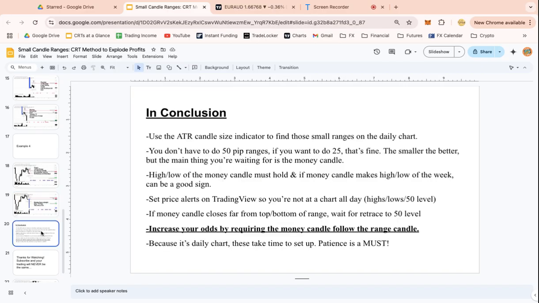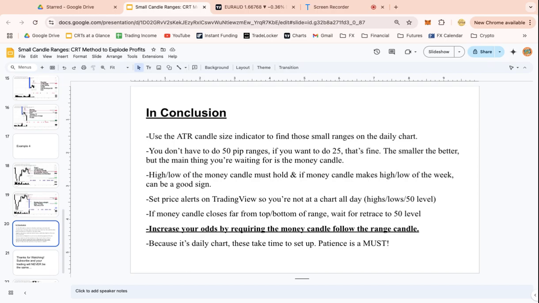Okay, so in conclusion, use the ATR candle size indicator to find those small ranges on the daily chart. It'll take you like 2 minutes to go through all the charts to see that. All right. You don't have to do 50 pip ranges. If you want to only do 25 pip ranges and below, that's fine too. There's nothing wrong with raising your standards. Be selective. The smaller the range is, the better.